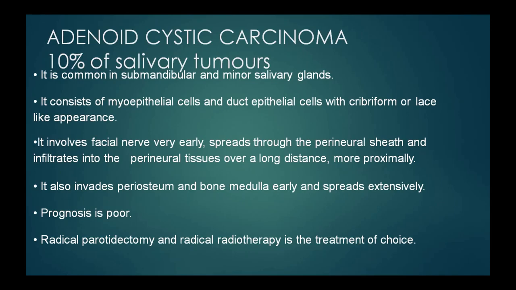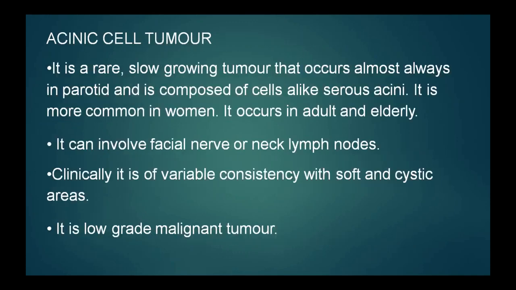It involves the facial nerve very early and spreads through the perineural sheath and infiltrates the perineural tissues over a long distance, that is, more proximally. It also invades the periosteum and bone medulla early and spreads extensively. Prognosis of adenoid cystic carcinoma is poor. The treatment is radical parotidectomy, and radical radiotherapy is the treatment of choice.